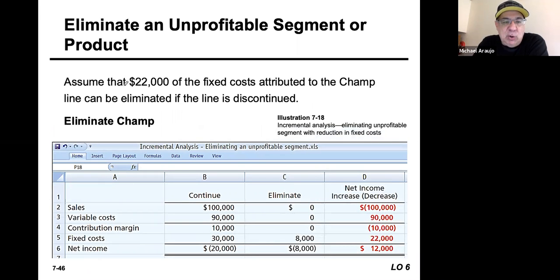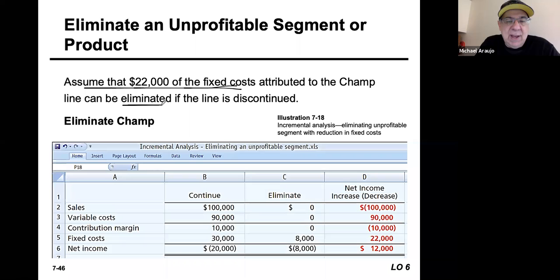All right. Let's assume, however, that if they did eliminate Champ, $22,000 of the fixed costs can be eliminated. Okay. Well, now that's a different assumption, because in the first assumption, we were just assuming none of the fixed costs would go away. We would just allocate them. But in this scenario, we're actually assuming that, yes, a pretty good chunk of the fixed costs will go away if we eliminate Champ. So now it looks a little bit different.